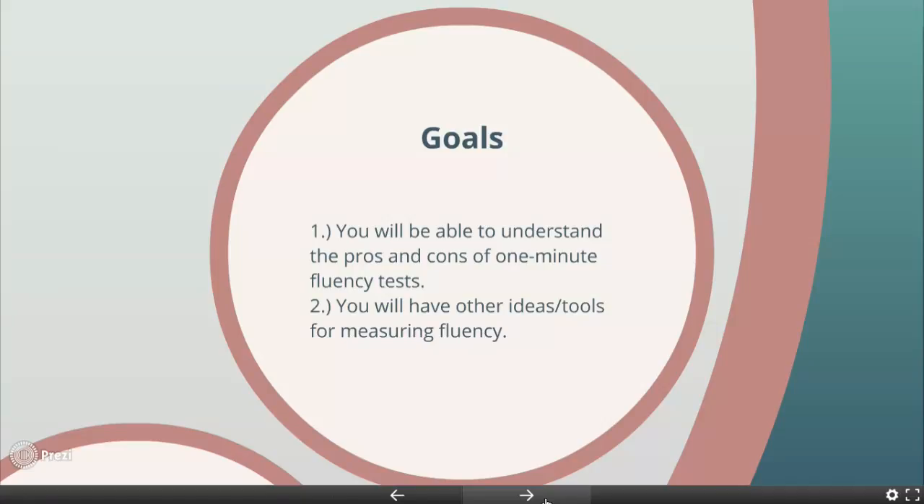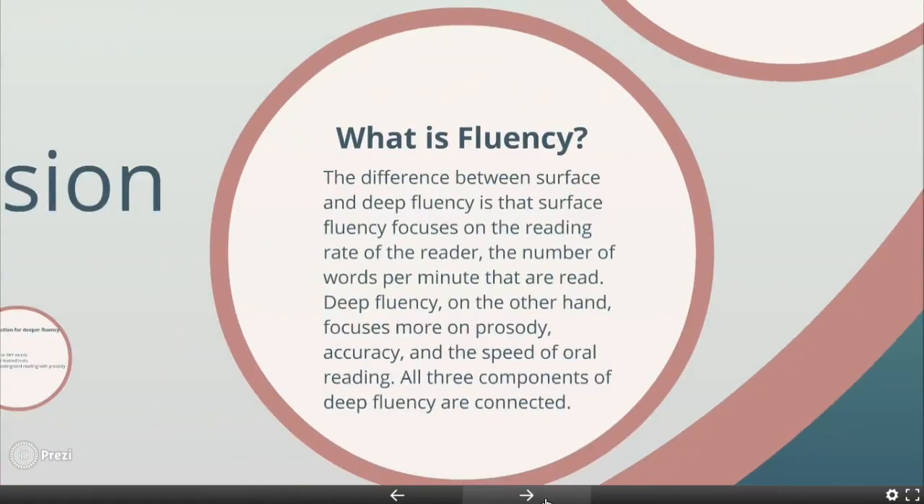I thought that this was an interesting topic because we've talked a lot about different types of assessment, especially FAST, and it's interesting to see the pros and cons and what this article had to bring. Before we begin, I'd like to talk a little bit about what is fluency.